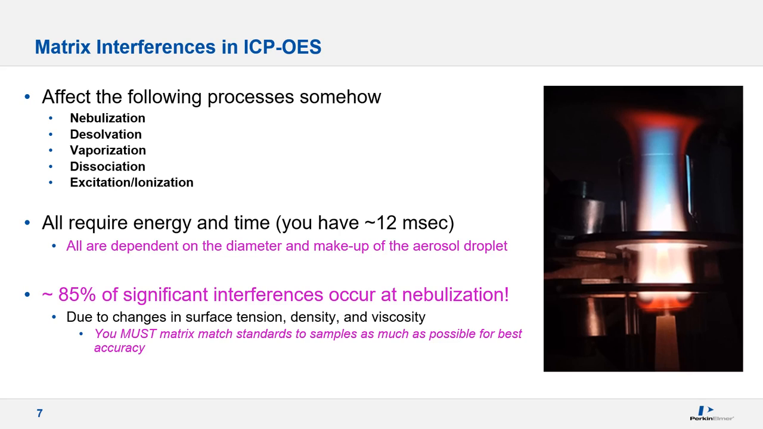Most, about 85%, of all significant interferences occur during the nebulization stage due to changes in sample viscosity, surface tension, and density. This is why you should matrix match as closely as possible to get the best possible accuracy.